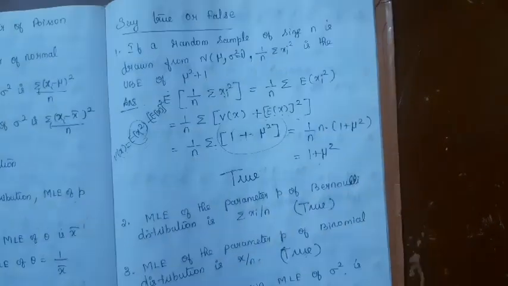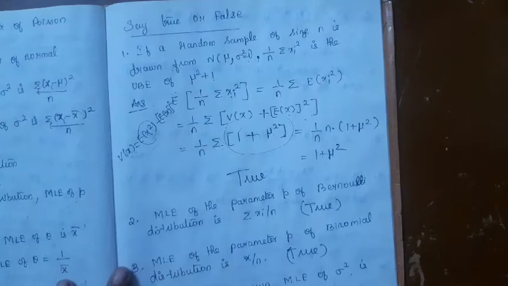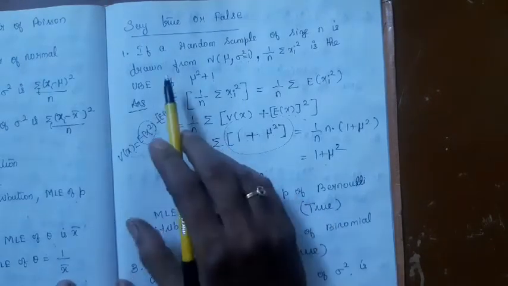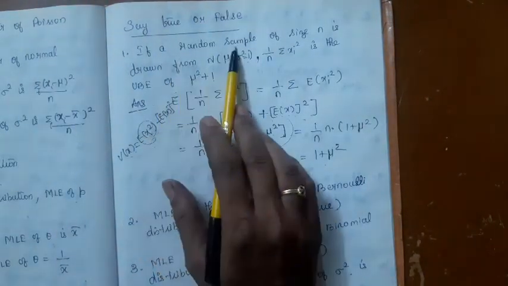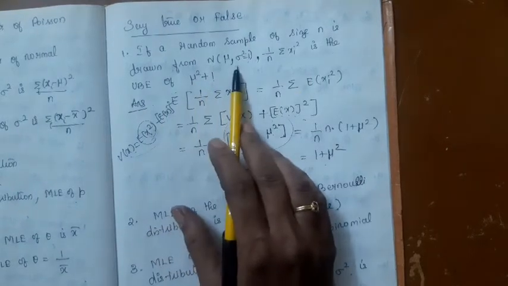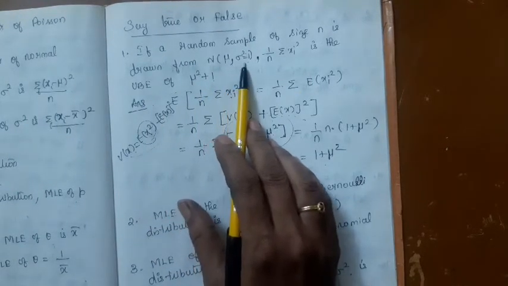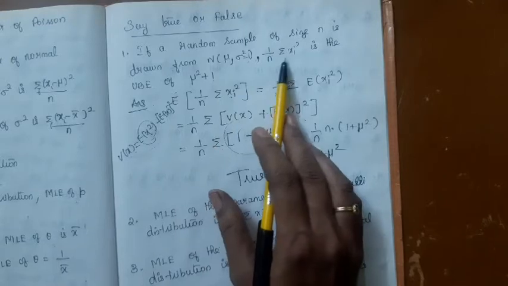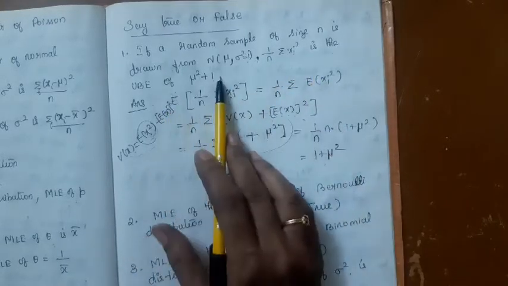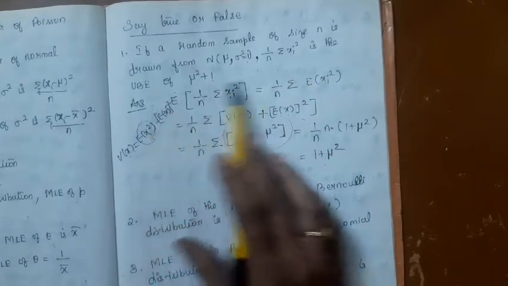Okay, in this video we are going to consider some 25 statements and say whether the statements are true or false. First statement: if a random sample of size n is drawn from a normal distribution with mean mu and variance sigma square equal to 1, then 1 by n summation xi square is the unbiased estimator of mu square plus 1. I am verifying it.